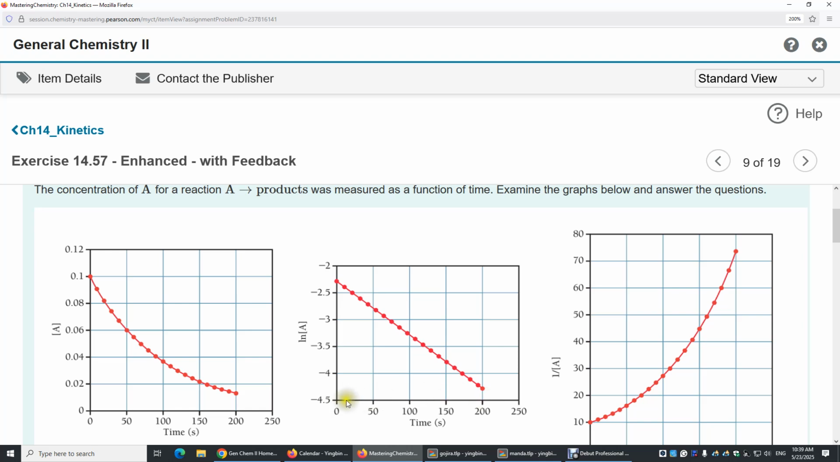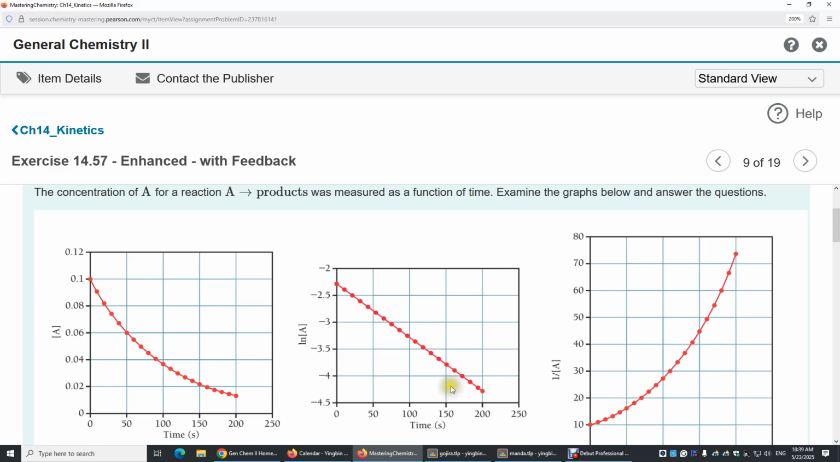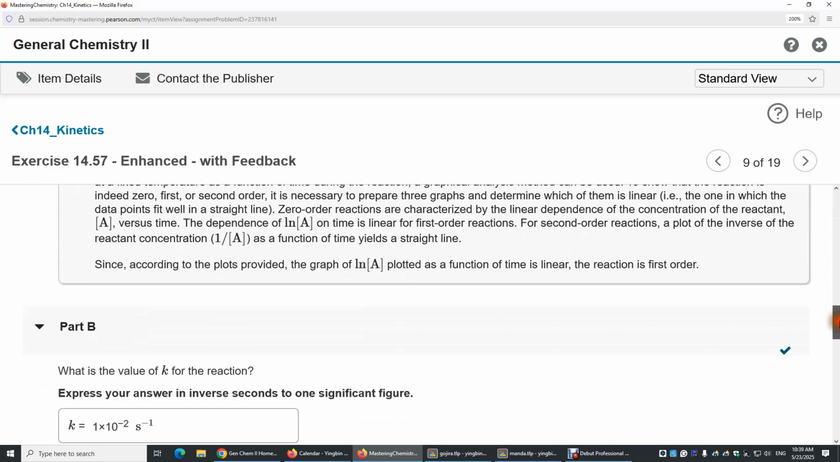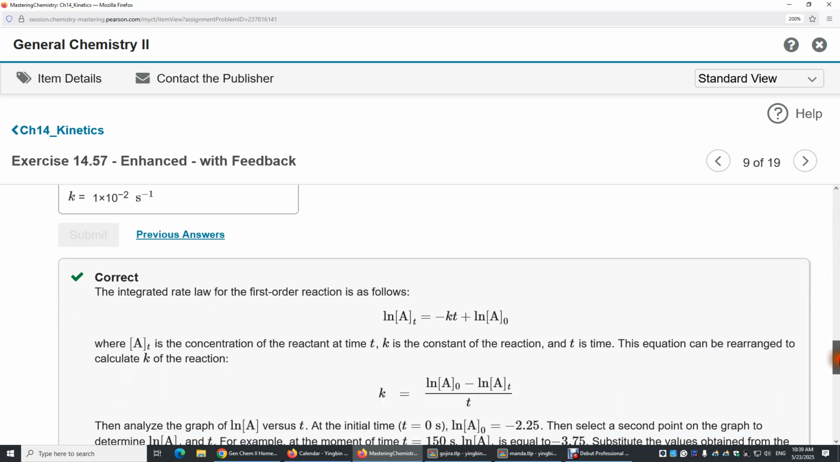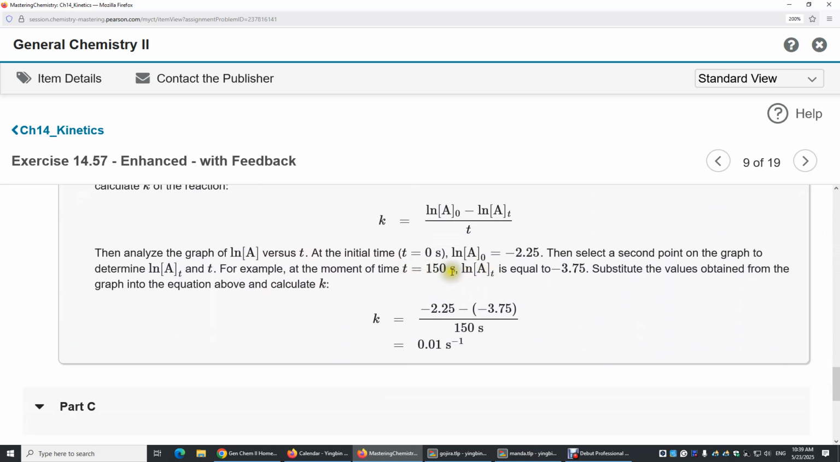First you just need to divide the change of ln A by 200. I think this is roughly negative 2.3, and this is roughly negative 4.3. The difference is simply negative 2, and then divided by 200, and then multiplied by negative 1. So I think that's easier. Of course, you can look at the data at 150 seconds. It's just a bit more calculation.